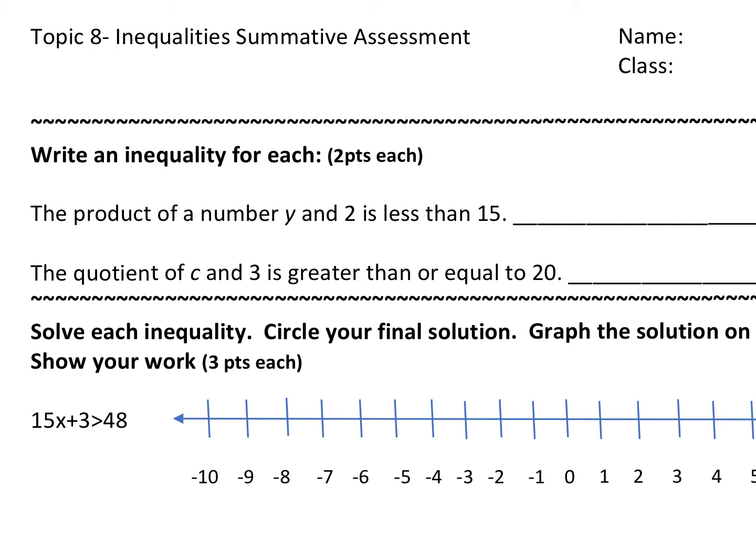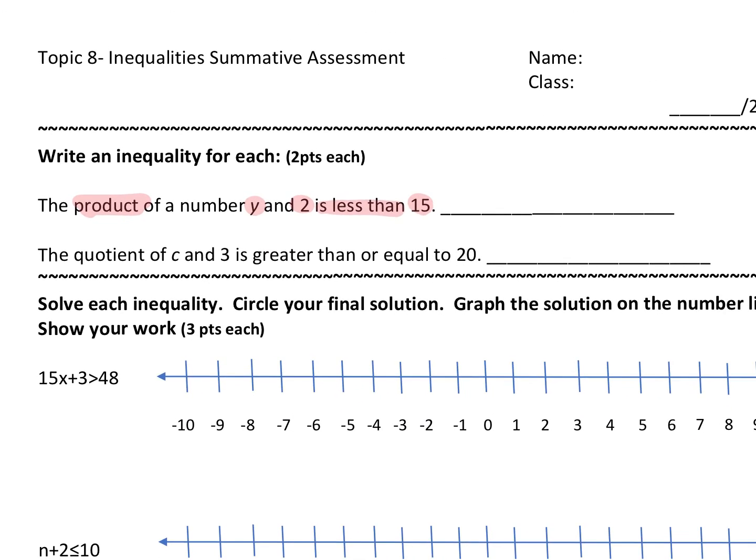So you've got to be able to pick out those words that mean different math terms, like product, for example, of a number y and 2 is less than 15. So you've got to read through that, and you've got to find those key words or phrases that you're using in this, okay? So you should be correcting your summative as you listen to this video. So if you don't have that out, pause the video, pull out your summative, and correct it as we go.